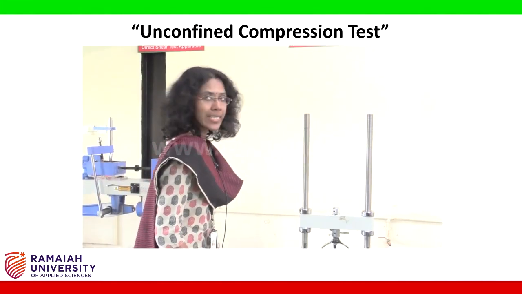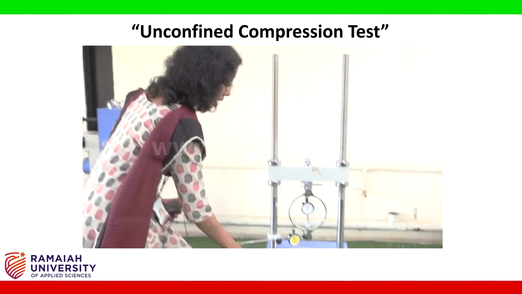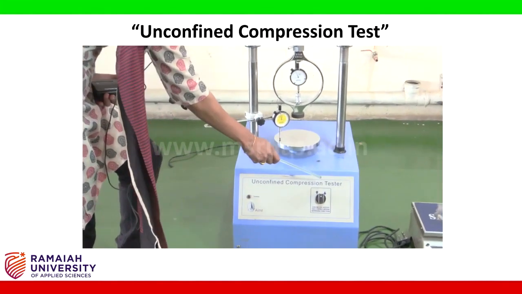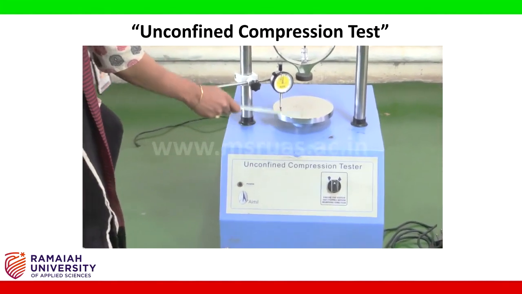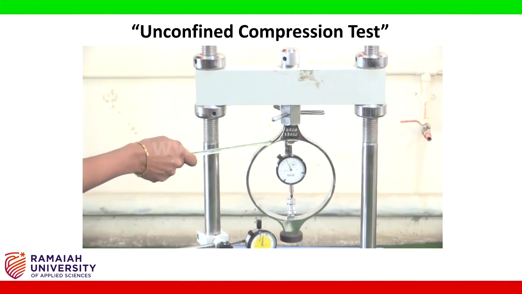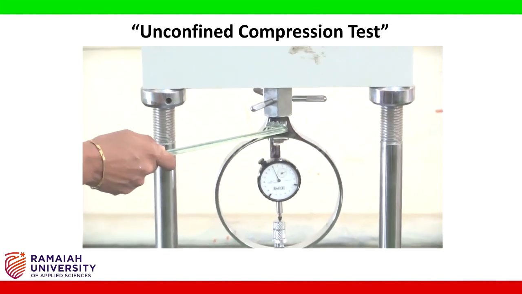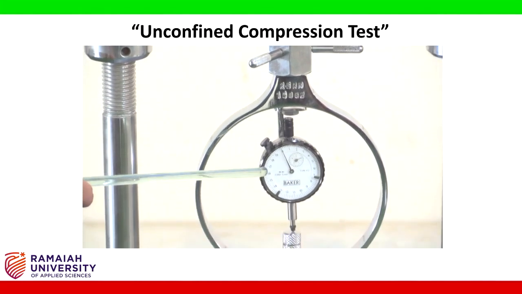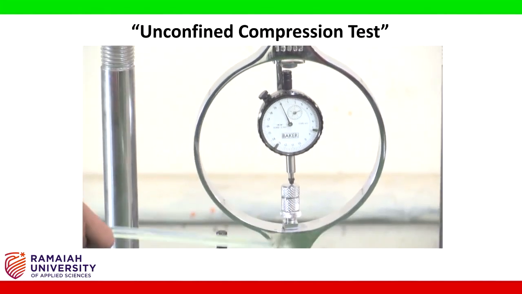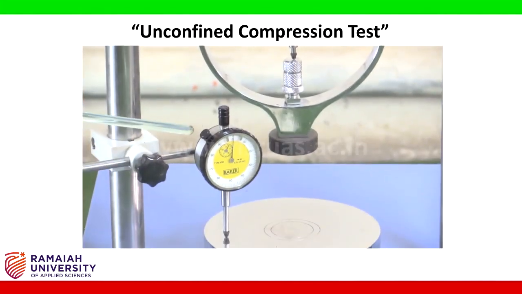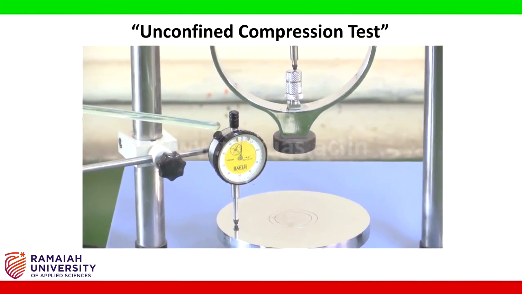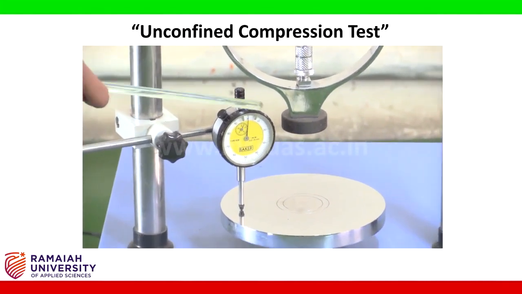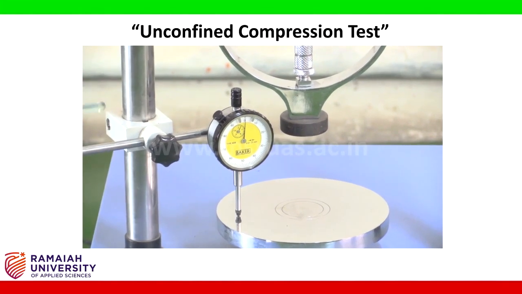Now we will test the soil sample in this unconfined compression tester. Now, this consists of a proving ring of capacity 2.5 kilonewton. This proving ring is used to measure the load which is applied on the soil sample. This is the deformation dial gauge which is used to measure the deformation on the soil sample.